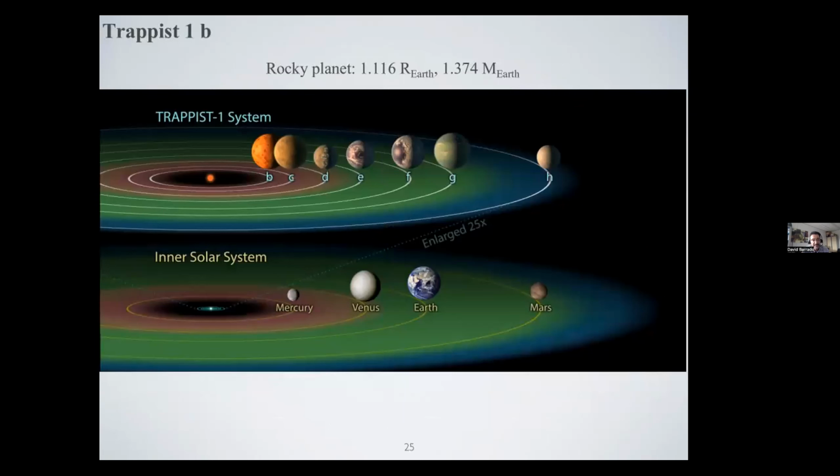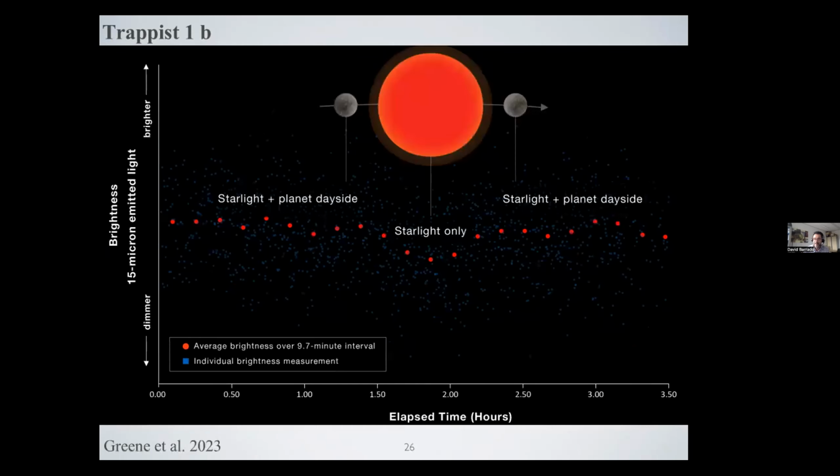One of the most interesting systems we have detected is TRAPPIST-1, because it has a collection of rocky planets around this red dwarf. Several of the planets have already been observed with James Webb. In the particular case of planet b, which is the closest, and you can see the comparison with the solar system, the data has already been published and the results are here.